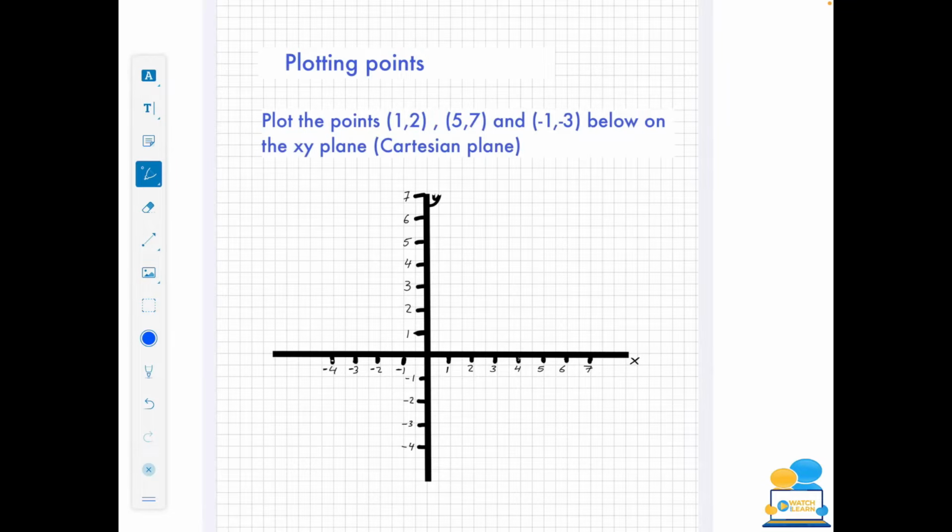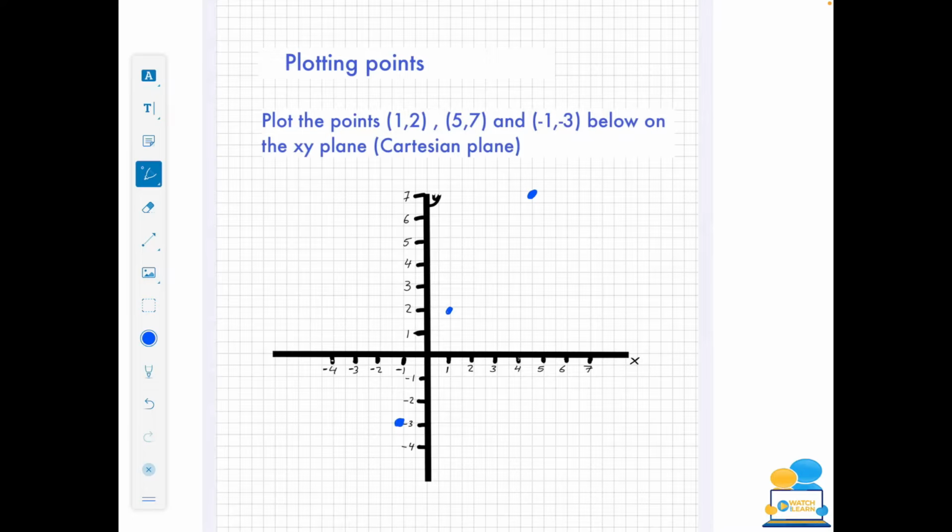For the point (1, 2), we're going to go along the corridor, so we'll go over 1, and we'll go up 2. So the point (1, 2) will be here. Then (5, 7) will be similar: you go 5 over this way, and you go 7 up, so (5, 7) will be there. Then for (-1, -3), we're just going to go the other way. So -1 is over there to the left, and then -3 is down here.